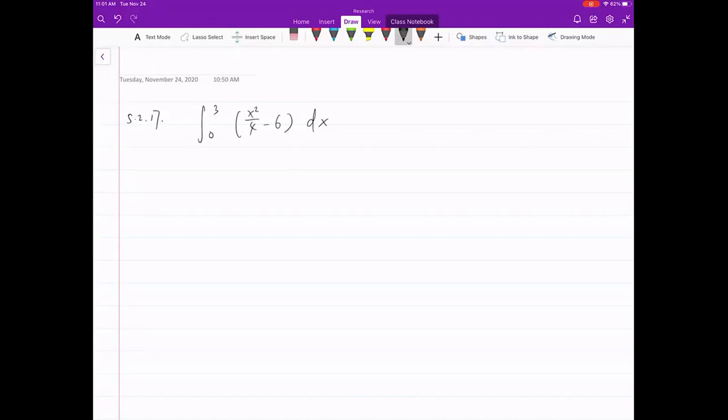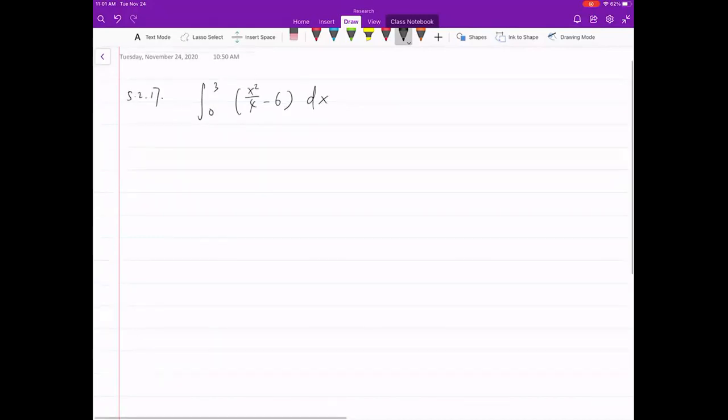Okay, we are going to use the Riemann sum, where the sample points are chosen to be the right endpoint of each subinterval. The interval is 0 to 3. You divide it by n, so each part is 3 over n.